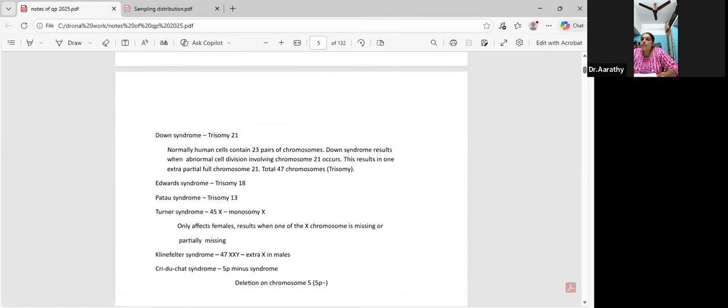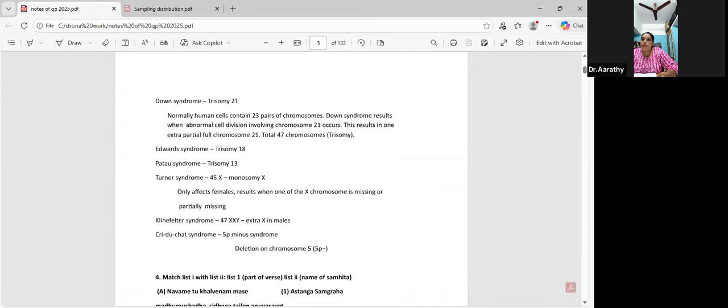So Down syndrome, as I said, is trisomy 21. Normally human cells contain 23 pairs of chromosomes, where Down syndrome results when the 21st chromosome has an abnormal cell division, and it becomes 3 chromosomes in 21. Okay, 3 copies of 21. An extra partial or full chromosome 21 is the result. That results in Down syndrome. So there will be a total of 47 chromosomes in Down syndrome.